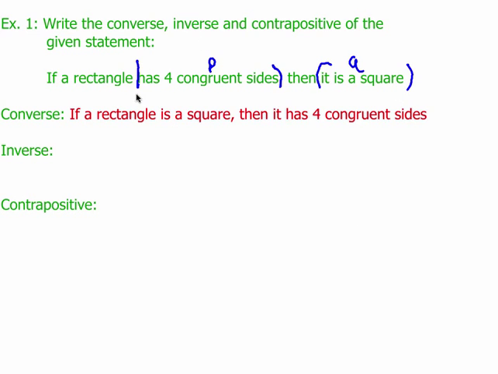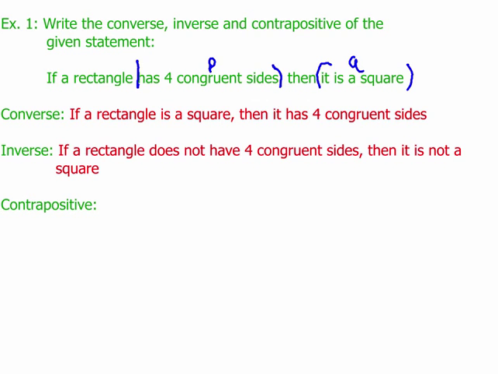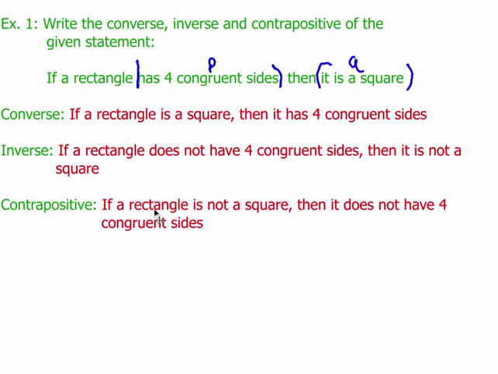The inverse, we know we simply stick a not in here and a not here. So that could be, if a rectangle does not have four congruent sides, then it is not a square. We negate the hypothesis and we negate the conclusion. Finally, to do the contrapositive, we simply do both of those things. If a rectangle is not a square, then it does not have four congruent sides. We take our contrapositive here and we put the not and not in there. Or we simply switch these two things. So hopefully everybody got those correct.